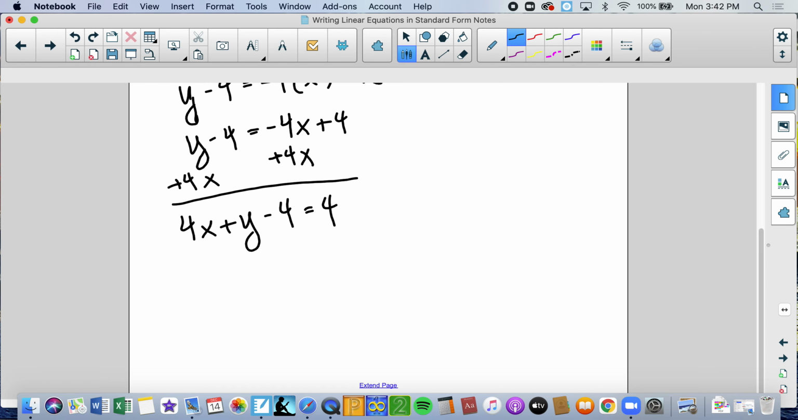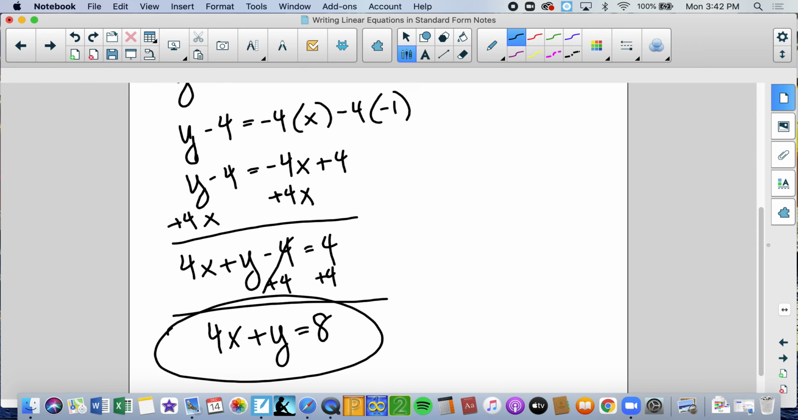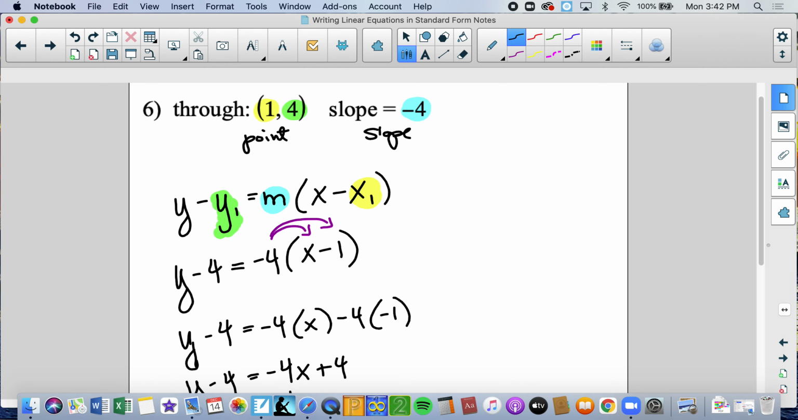You have to mathematically move and get rid of that negative 4. What gets rid of a negative 4? A positive 4. So I have to balance the equation on both sides. These will cancel. That will leave me with 4x plus y equals 8. And that would be my equation in standard form. So lots of stuff there. Lots of new stuff to be dealing with.